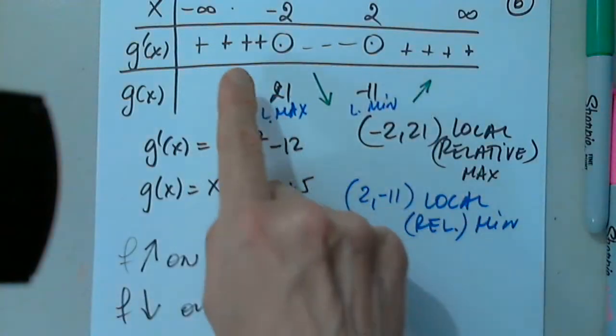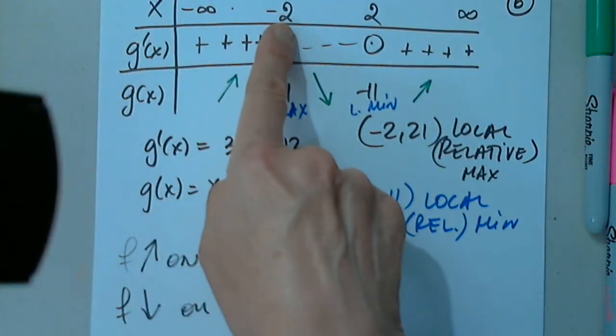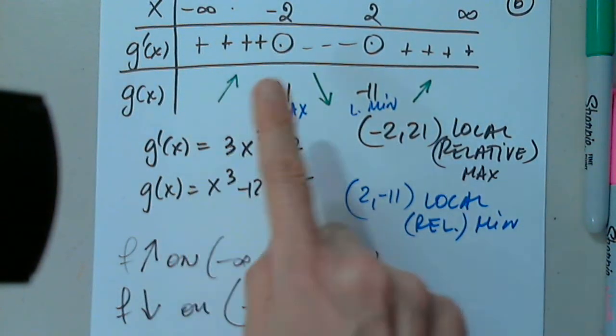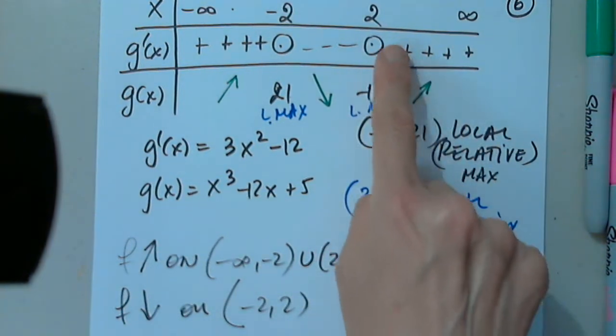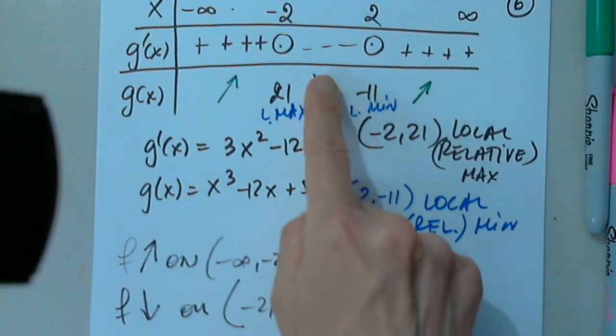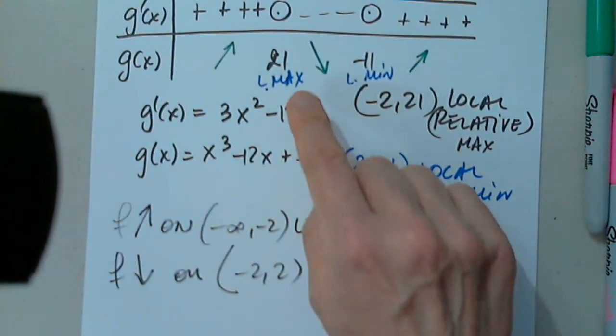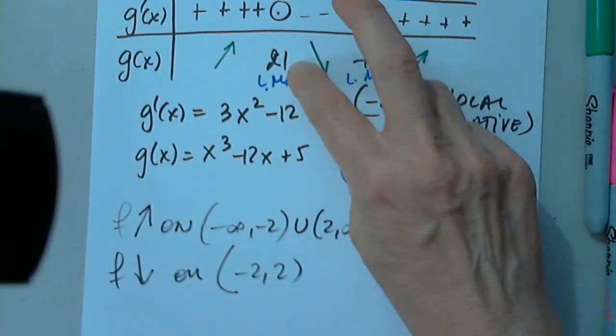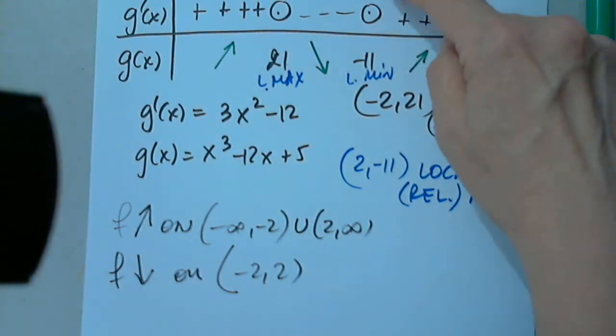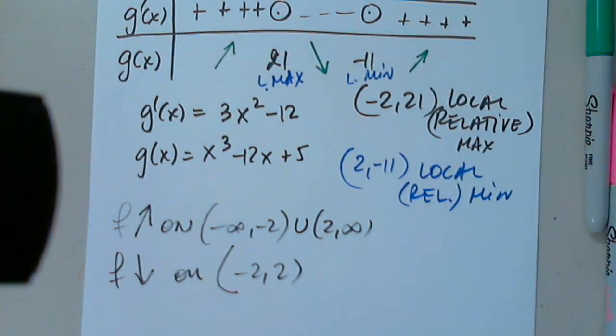Two things. Increasing between negative infinity and negative 2, union, increasing between 2 and infinity. And it's decreasing between negative 2 and 2. It has a local max at (negative 2, 21) and a local min at (2, negative 11).